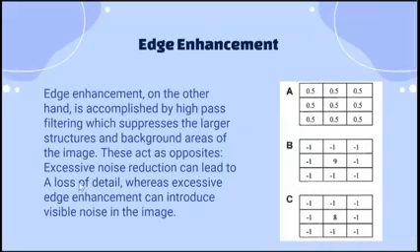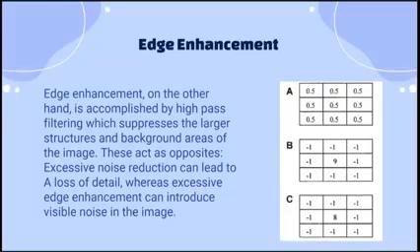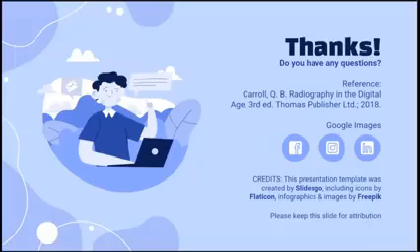So always remember that excessive noise reduction can lead to a loss of detail. The more you decrease the noise, the detail is not that great with the screws and other anatomical structures. Whereas excessive edge enhancement can introduce visible noise. So the more you enhance the edges of the image, the more noise will be applied into the image. So that would be all for this lesson.